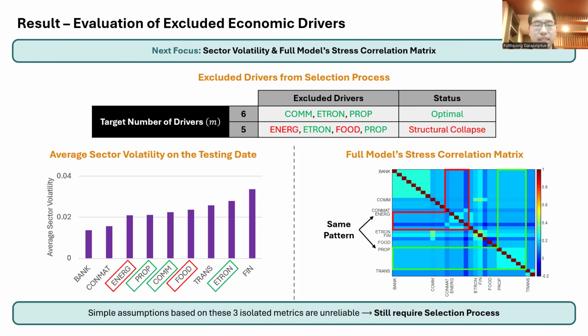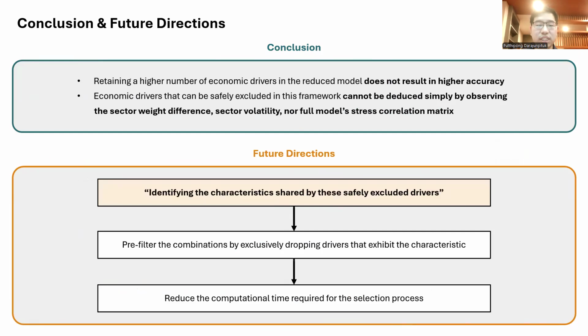The conclusion is that retaining more economic drivers in the reduced model doesn't result in higher accuracy at all, and economic drivers that can be safely excluded in this framework cannot be deduced simply by observing the sector weight difference, sector volatility, nor full model stress correlation matrix.